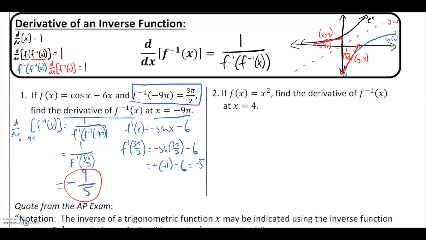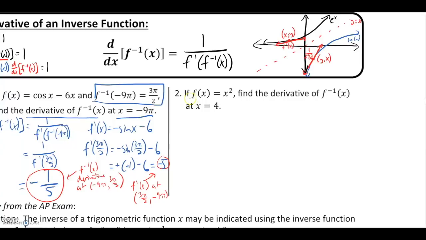Just notice the link between these two values. My derivative at the point 3 pi over 2, negative 9 pi is negative 5. And for the inverse derivative at my inverse point, which is negative 9 pi comma 3 pi over 2, that is just going to be the reciprocal.